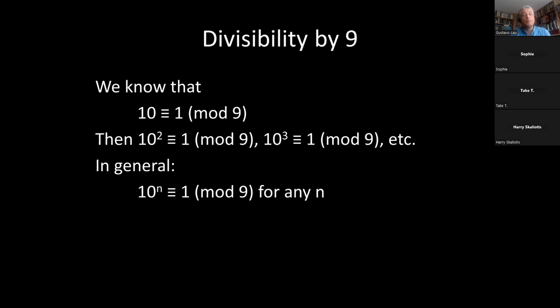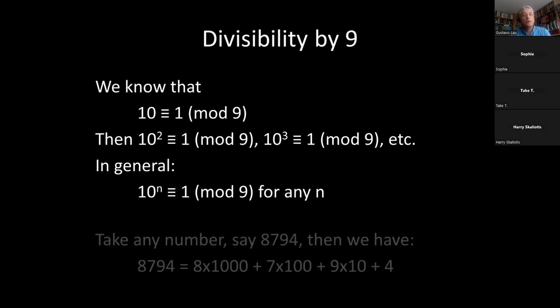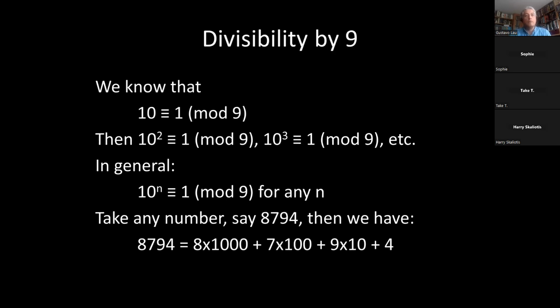Okay, what happens? Because we work in the decimal system, whenever you have a number, what do we mean by 8,794? What we mean is 8 thousands, 7 hundreds, 9 tens, and then 4. And when we put on our special glasses, modulo 9, what happens? The 1,000 becomes 1, the 100 becomes 1, and the 10 becomes 1.